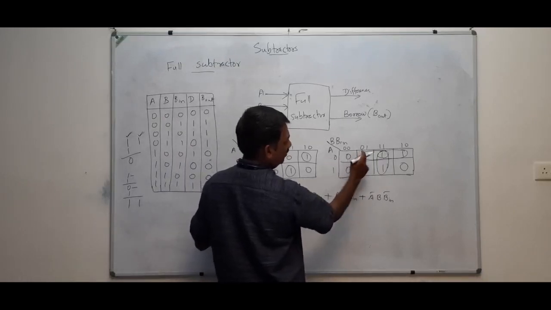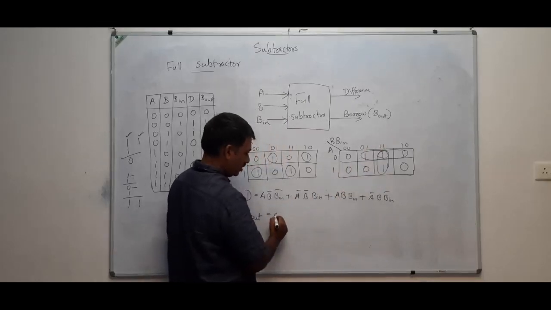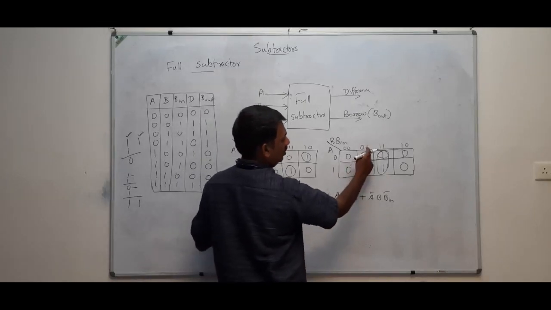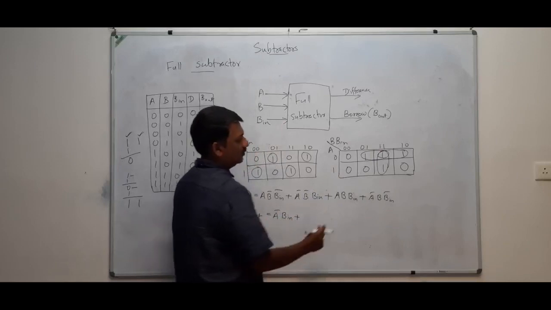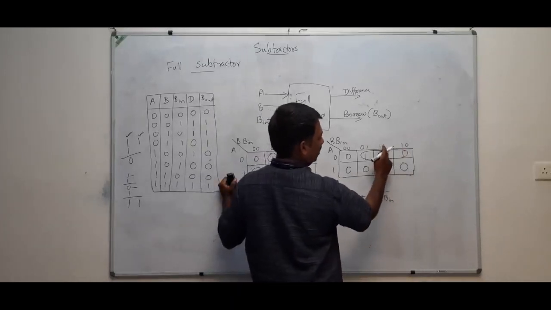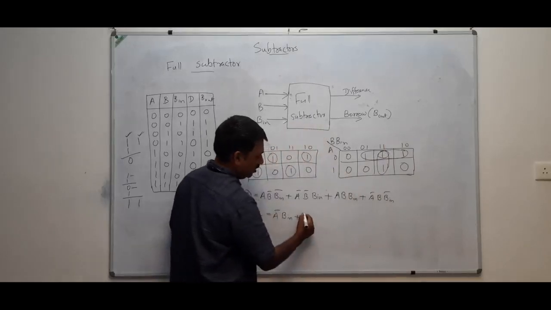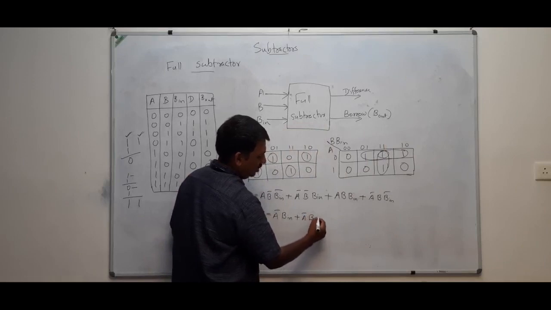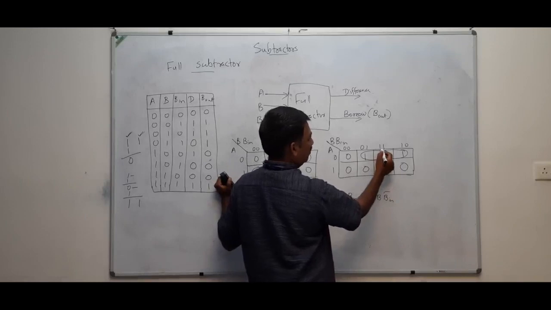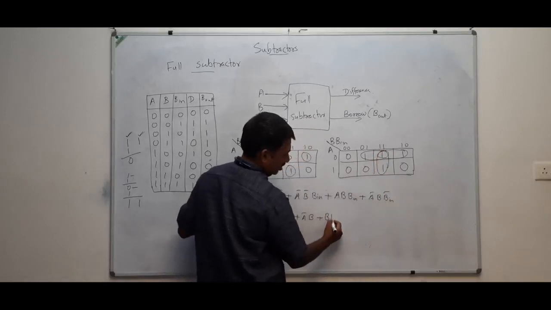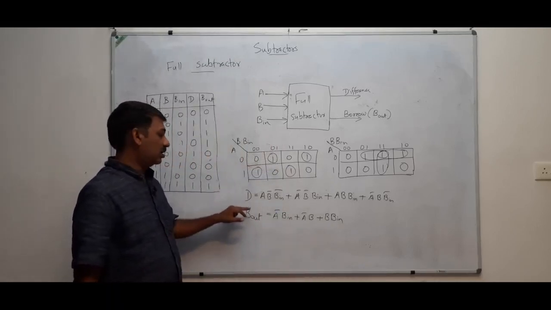A bar remains the same, B is going to change. So A bar, B input plus. What about this? Here, this B in is changing. A remains unchanged. That means A bar, B plus. What about this? A has changed and B in remains unchanged. B, B in. So this is the borrow and this is the difference.